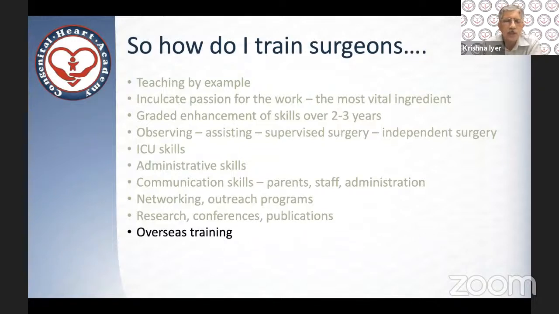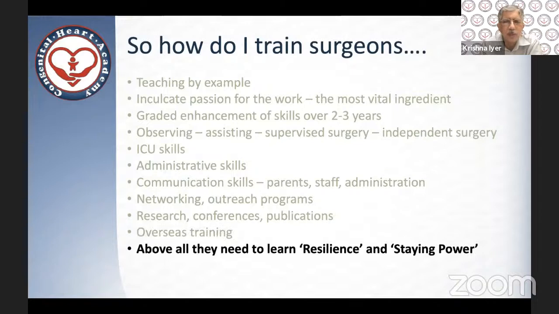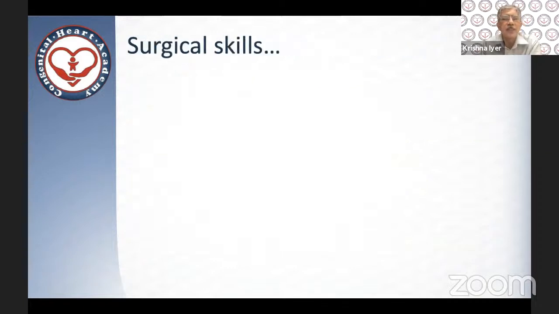And I usually insist that after the period of training with me, they go for 6 months to a year to an overseas unit to get a much wider exposure to the specialty and also see how things are done outside of the country. But most important, that they need to learn resilience and staying power, because when working in an LMIC, they're going to be brickbats thrown at you almost every other day, and they need to withstand that.